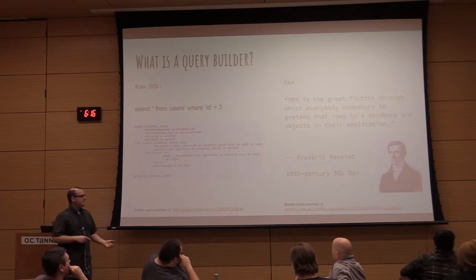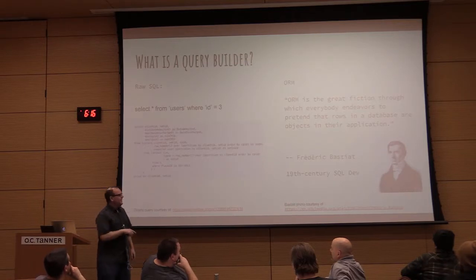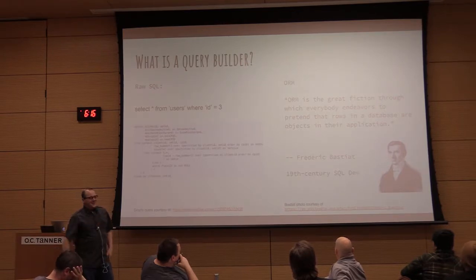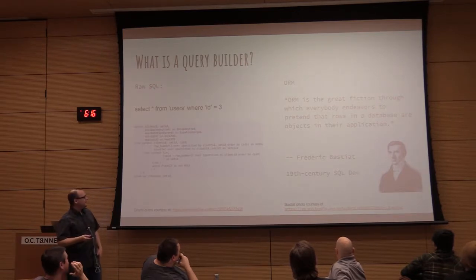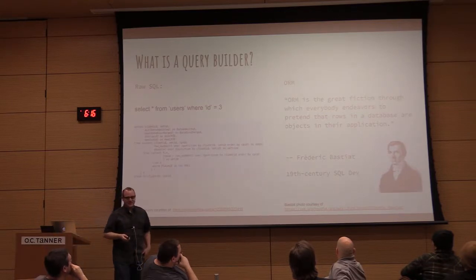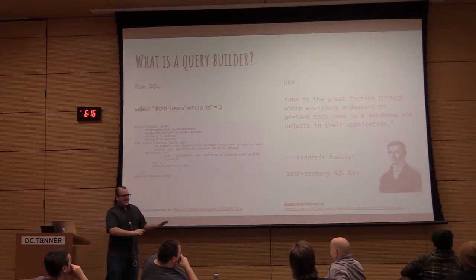In the Ruby world, Active Record. In the Node world, I think Sequelize is an ORM. And Frederick Bastiat, the celebrated 19th century SQL developer, said that ORM is the great fiction through which everybody endeavors to pretend that rows in a database are objects in their application. I am very down on ORMs.